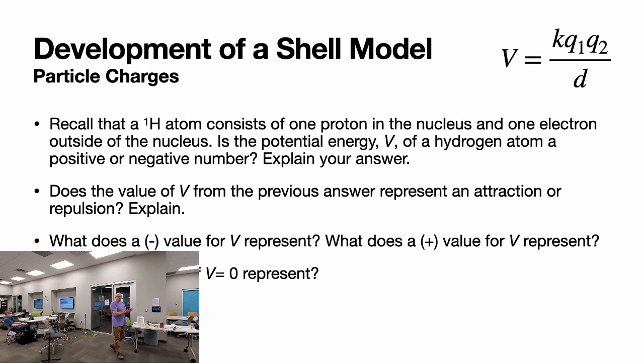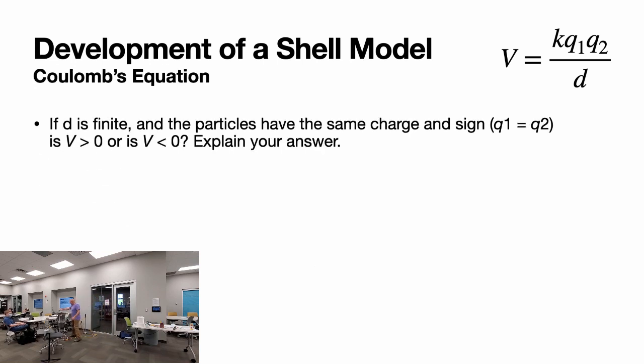So if a negative value represents an attraction, what would a positive value be? Repulsion. And the only way you could get a positive value is if what were true? Abby, they have to have the same charge. Or sign, I should say. So if your Q1 and Q2 are both positive charges, positive and positive are going to do what to each other? They're going to repel. Not attract.